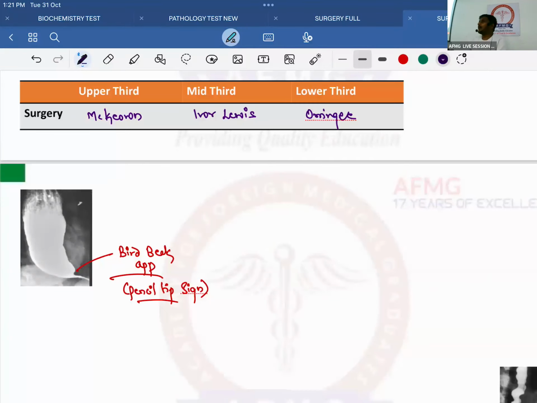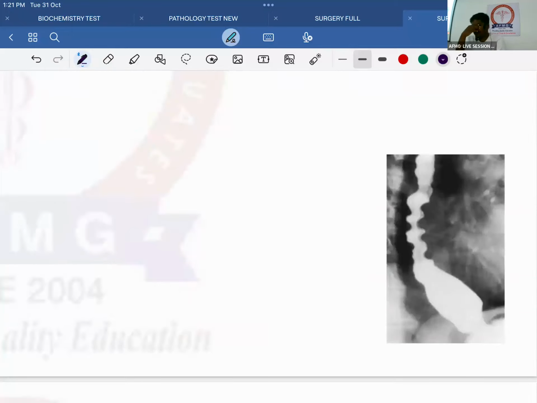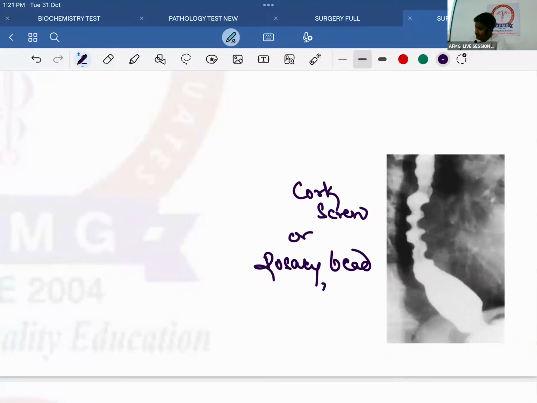Barium swallow, if I talk about, बेटा, यहाँ पे कौन सा appearance दिखा रहा है ये? Corkscrew appearance, beta, definitely. Also called as rosary bead appearance. ठीक है? Corkscrew or the rosary bead appearance on a barium swallow is a classical picture of TES, that is diffuse esophageal spasm or the distal esophageal spasm.